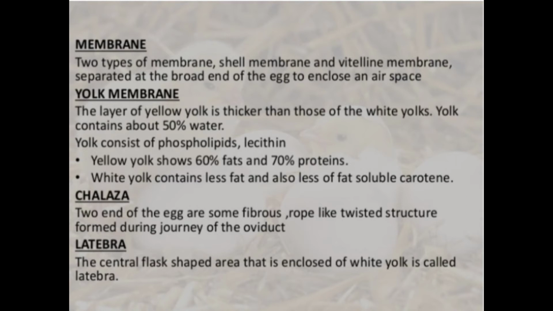And the layer of yellow yolk is thicker than those of the white yolk, and yolk contains about 50% water, in which yolk consists of phospholipids, lecithin, and also yellow yolk shows 60% fats and 70% proteins. On the other hand, white yolk contains less fat and also less of fat soluble carotene.